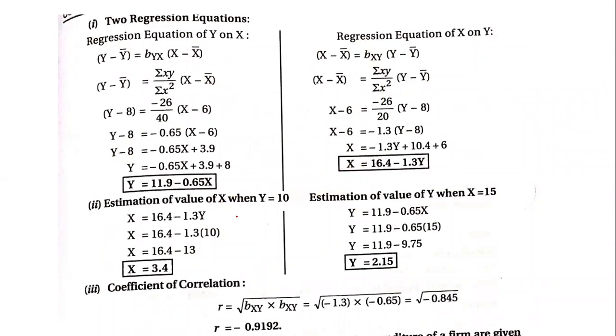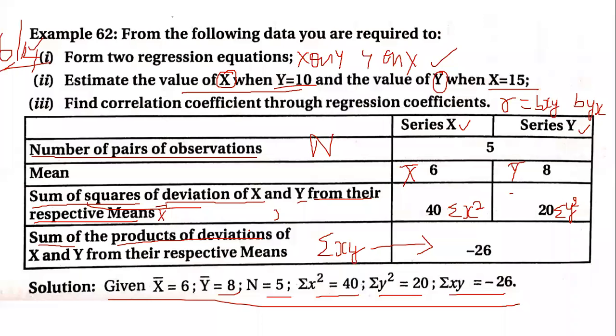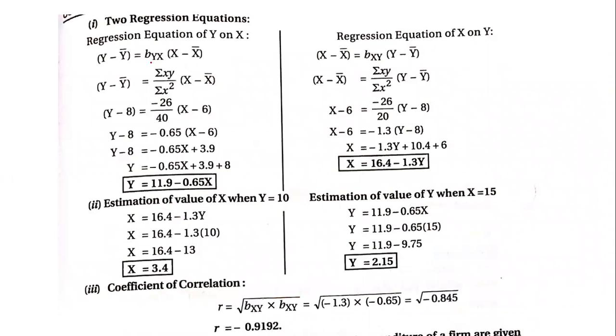Good. Now, moving on to the last question, that is, find the correlation coefficient through the regression coefficients. We know what Byx and Bxy are, so we'll use those. This is Byx and this is Bxy. Byx is minus 0.65 and Bxy is minus 1.3.